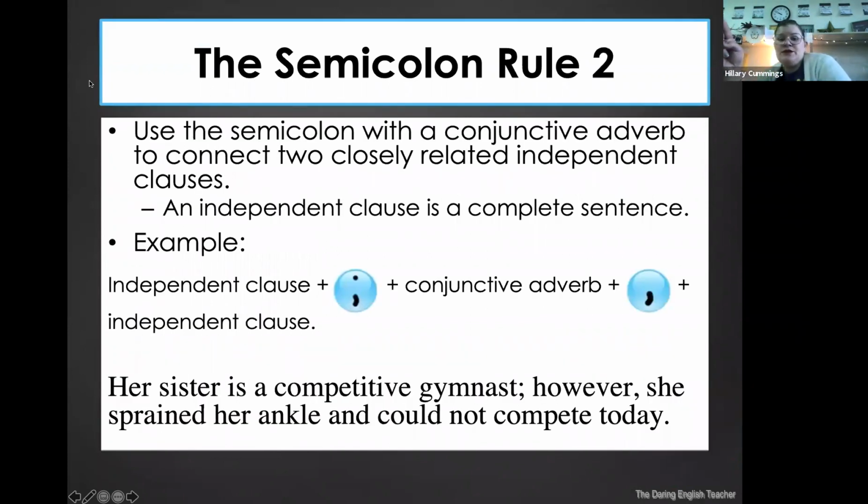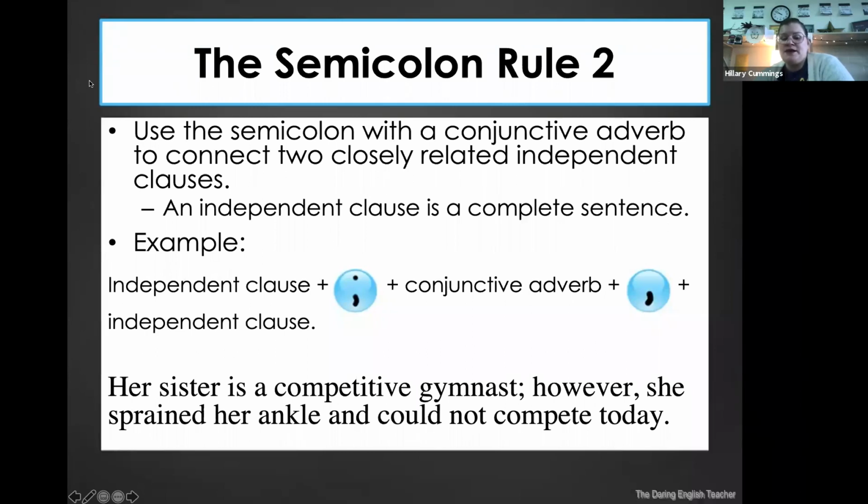All right, rule number 2 is when you use a semicolon with a conjunctive adverb to connect 2 closely related independent clauses. Remember here, an independent clause is a complete sentence. So our example is independent clause, semicolon, conjunctive adverb, comma, independent clause. So let's take a look at this example.